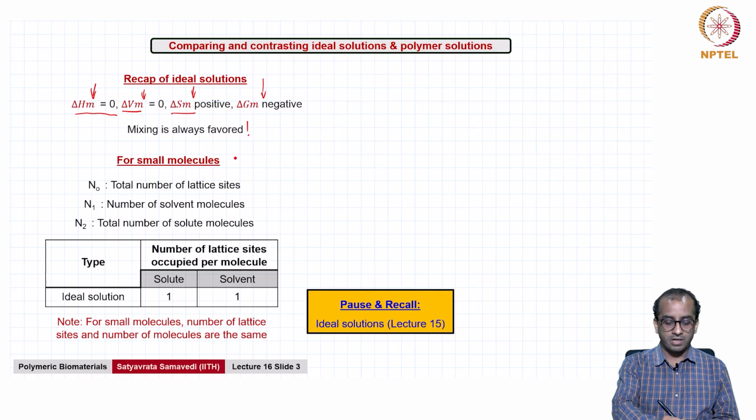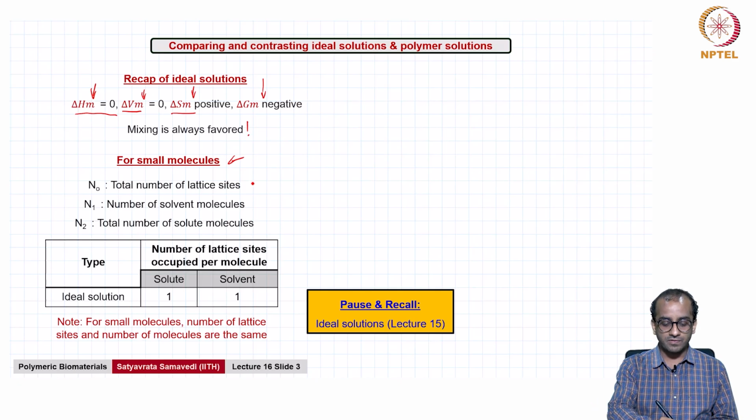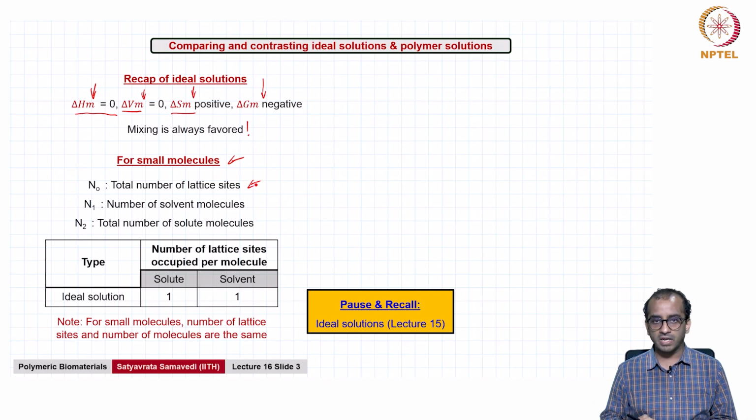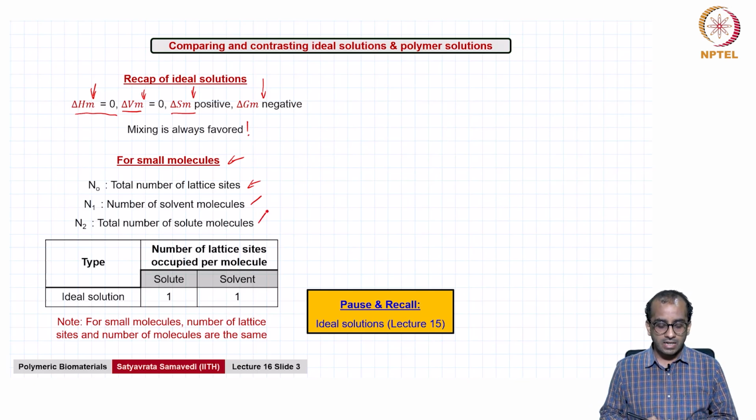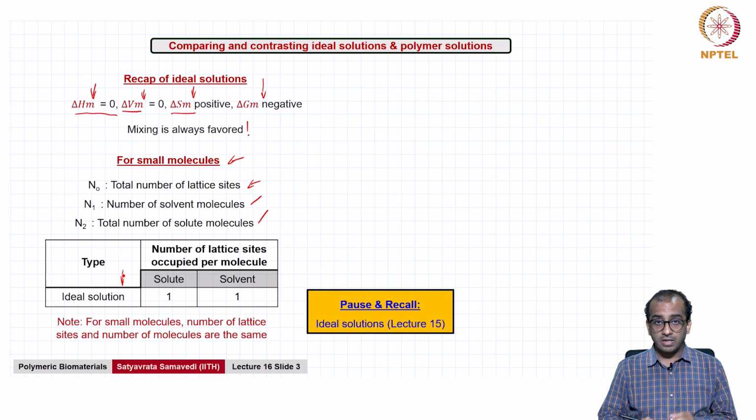Also recall that we saw the lattice model for small molecules back in lecture 15, where we have said that the total number of lattice sites is given by n sub naught, total number of solvent molecules is given as n1, and total number of solute molecules is given as n2. And just to point it out, although it might be quite obvious to you, for the ideal solution case of small molecules, the number of lattice sites occupied by a single solute molecule is 1, and the number of lattice sites occupied by a single solvent molecule is also 1.